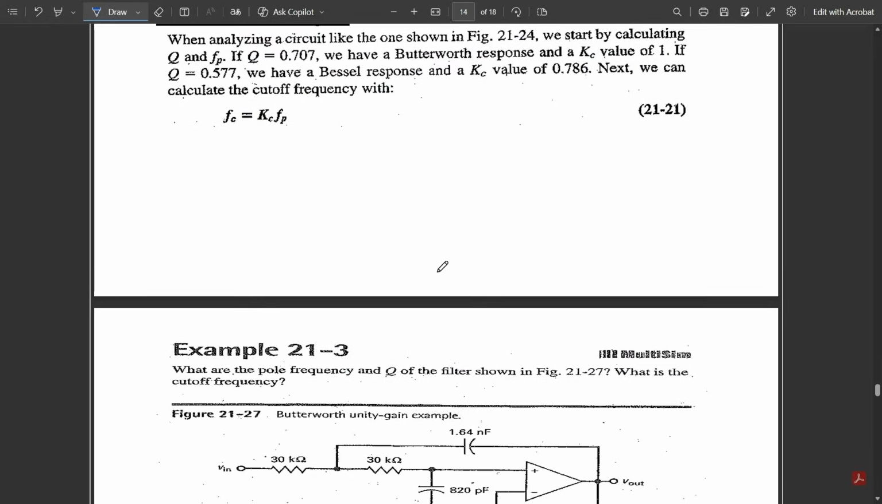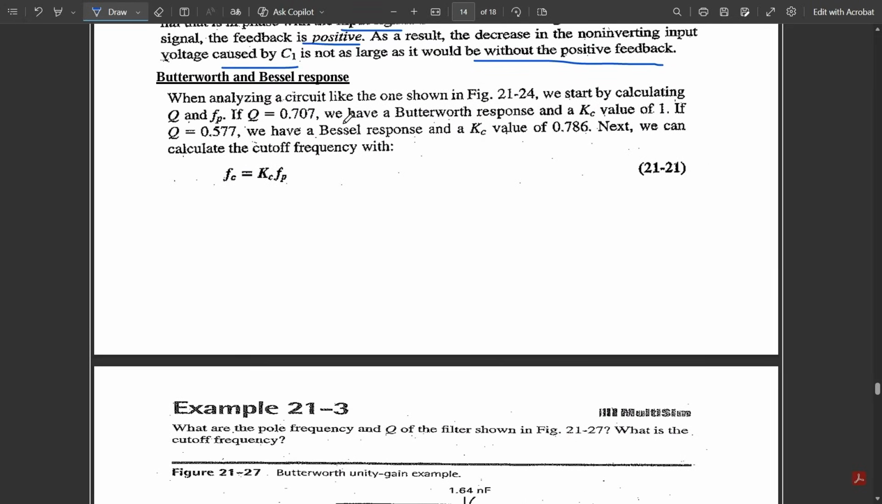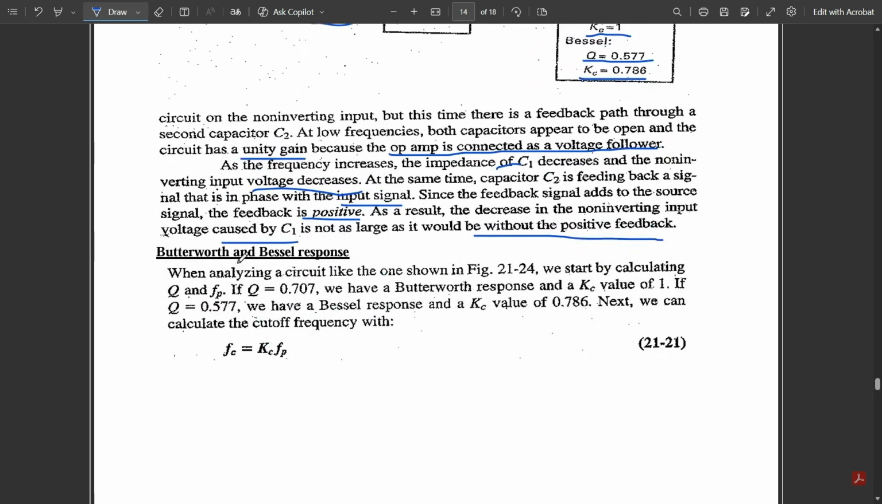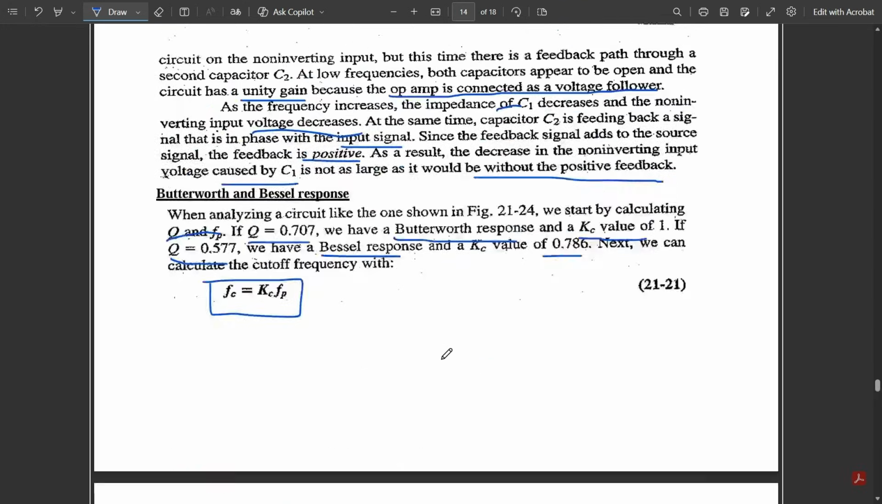So you see here the Butterworth and Bessel response. When analyzing a circuit like the one shown in figure 21.24, that is this figure, we start by calculating the value of Q and Fp. If Q is equal to 0.707, we have a Butterworth response and the Kc value is equal to 1. And if Q is equal to 0.577, we have a Bessel response and the Kc value is 0.786. Next, we can calculate the cutoff frequency, that is Fc is equal to Kc into Fp. This is the standard formula used to calculate the cutoff frequency for both the Butterworth and the Bessel response.